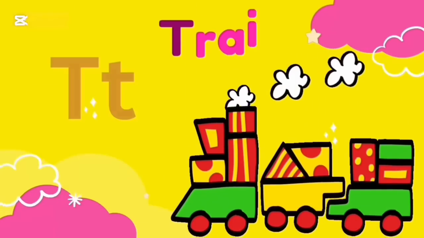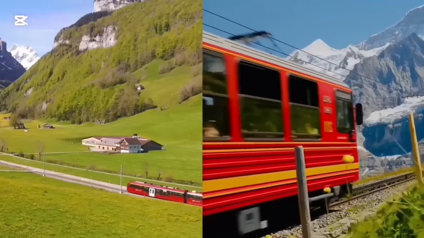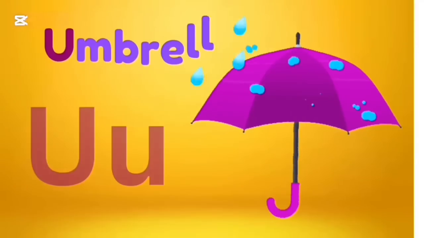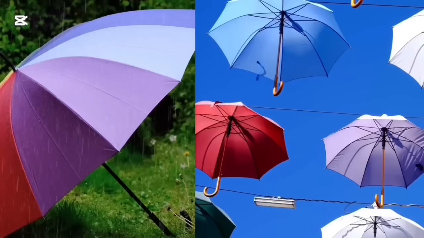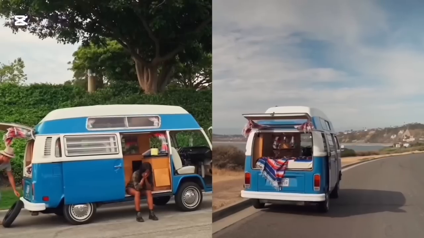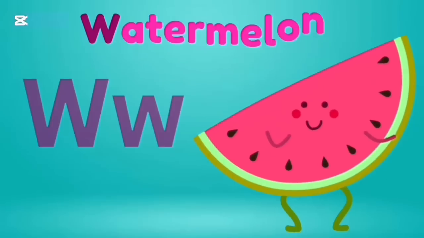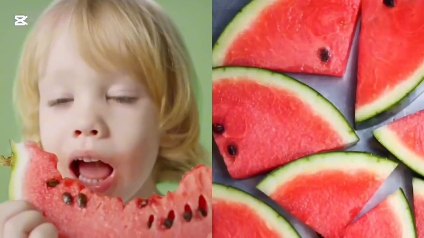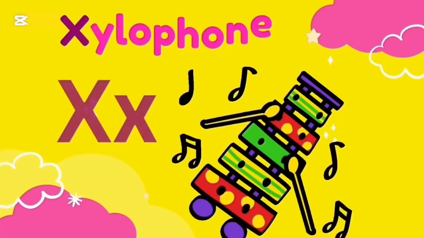Sun. T for train. Train. U for umbrella. Umbrella. V for van. Van. W for watermelon. Watermelon. X for xylophone.